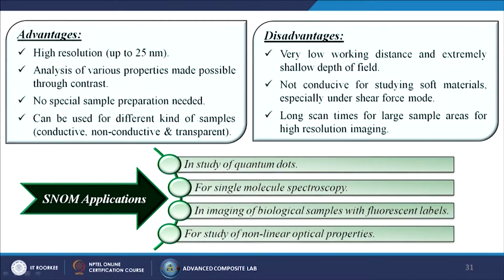can be used for different kinds of samples like conductive, non-conductive, or maybe transparent. Disadvantages: very low working distance and extremely shallow depth of field, not conducive for studying soft materials, especially under shear force mode, long scan times for large sample areas for high resolution imaging. SNOM applications: study of quantum dots, single molecule spectroscopy, imaging of biological samples with fluorescent labels, and study of nonlinear optical properties.